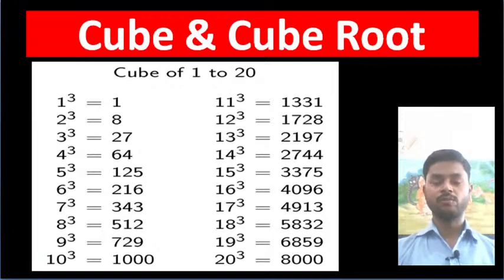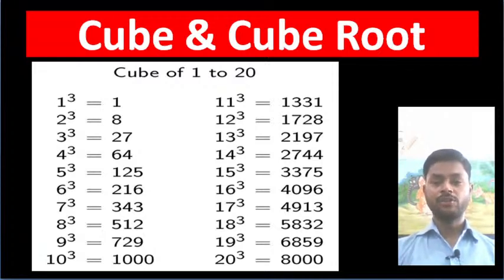So 8000 is the cube of 20, 6859 is the cube of 19, 5832 is the cube of 18, 4913 is the cube of 17, 4096 is the cube of 16, 3375 is the cube of 15, 2744 is the cube of 14, 2197 is the cube of 13, 1728 is the cube of 12, and 1331 is the cube of 11. So these are cubes from 1 to 20.